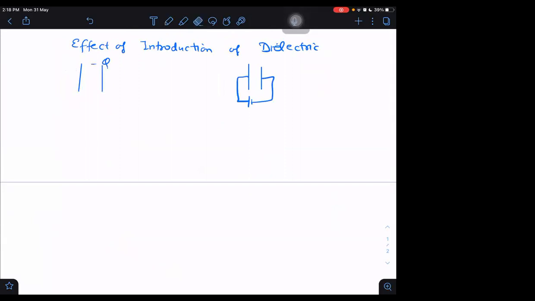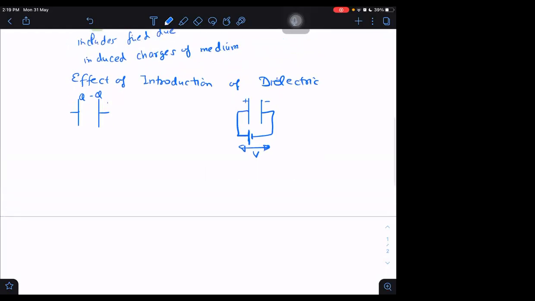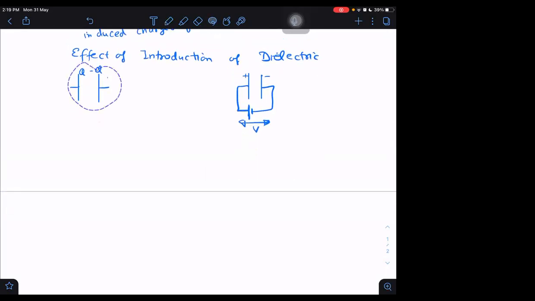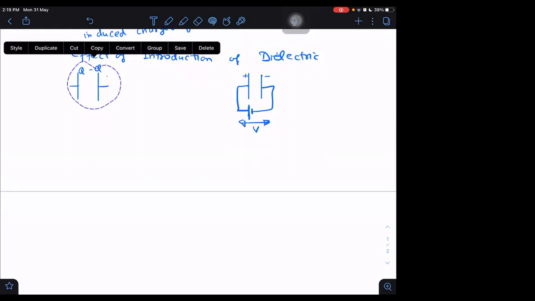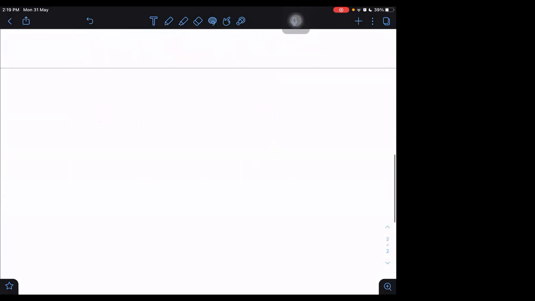You understand the difference? What is the difference between these? In the first case, charge is constant. In the second case, potential difference is constant, voltage is constant. Very nice. In this second case, potential difference will remain constant as we are introducing the dielectric. But if I introduce it in the first case, then the charge will remain constant. You have very well understood it. Let me draw the diagrams again now below.